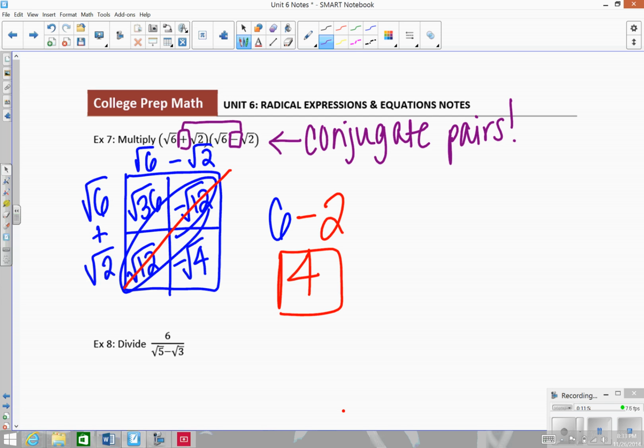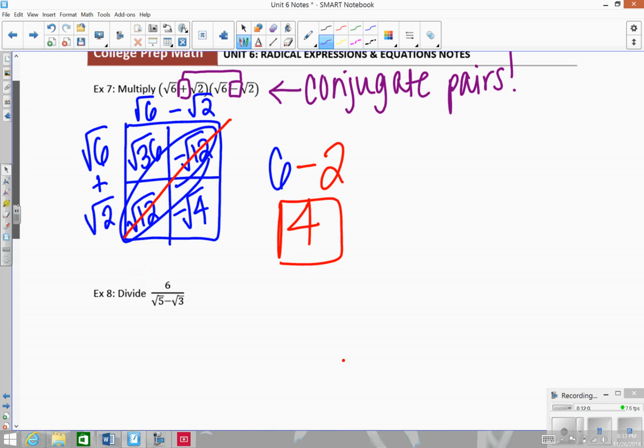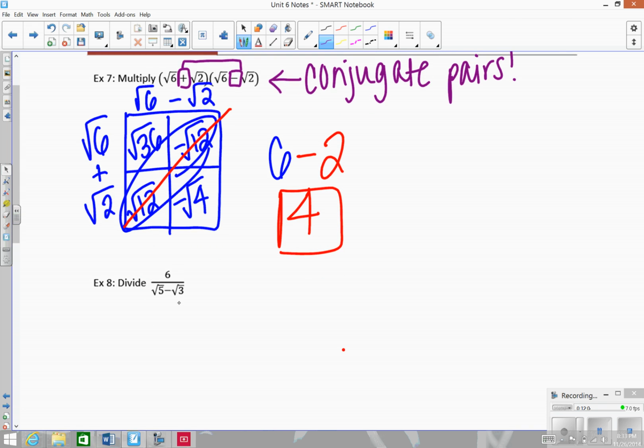And these are actually going to be helpful for when we divide. So when you look at this next example, if you remember when we simplify radicals, we can't have radicals in the denominator. So if I want to get rid of both of these radicals, you need to multiply by its conjugate pair.